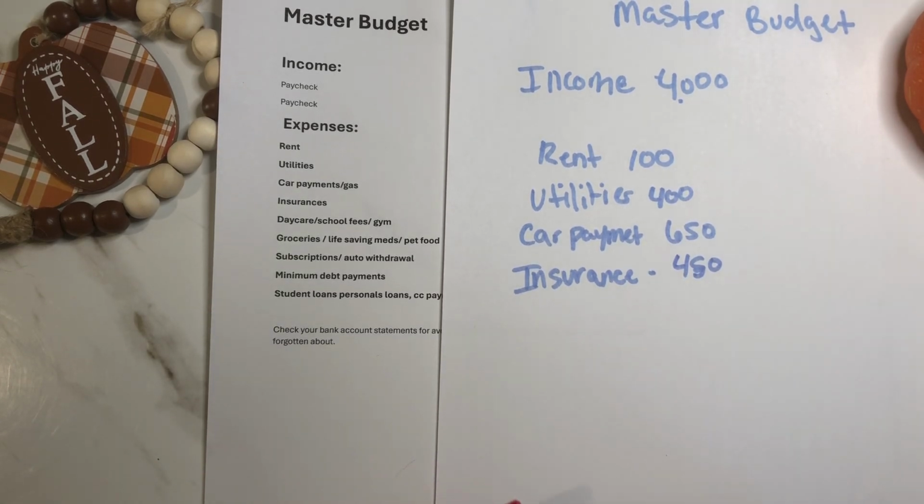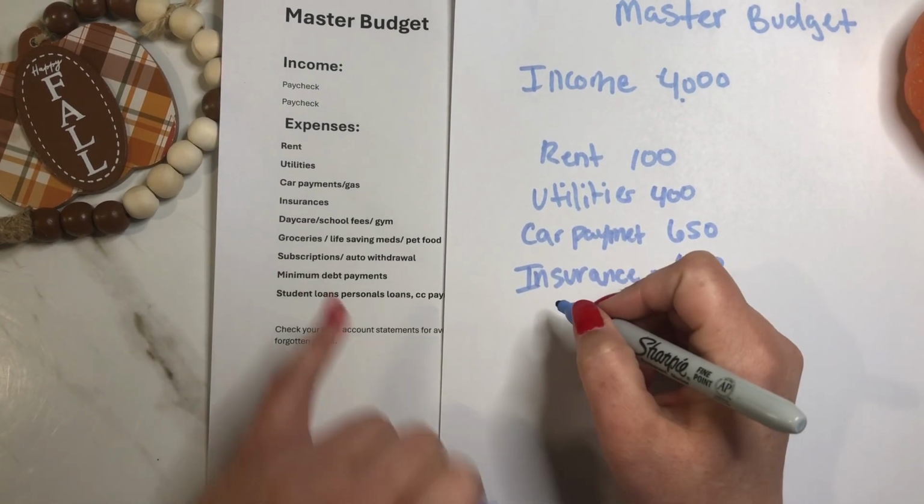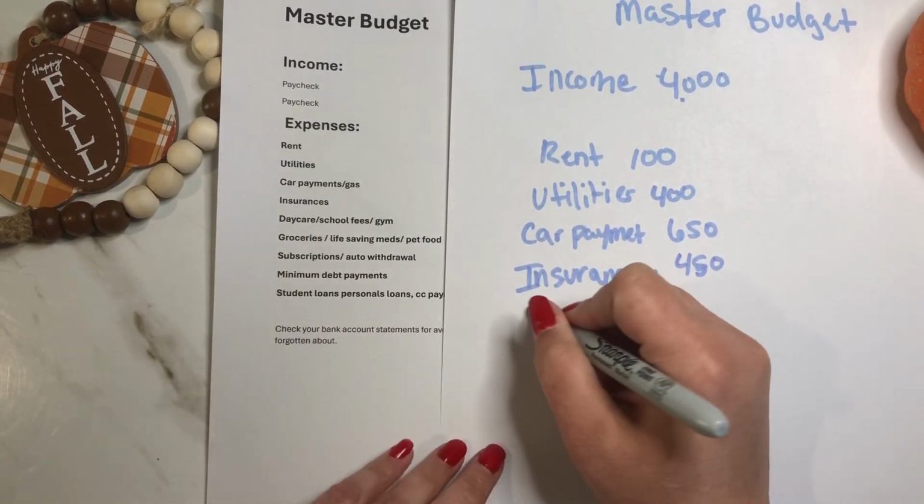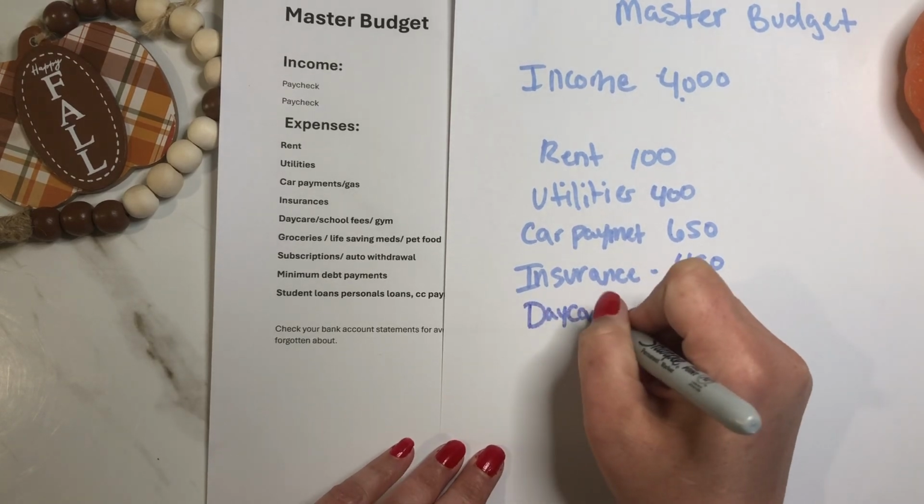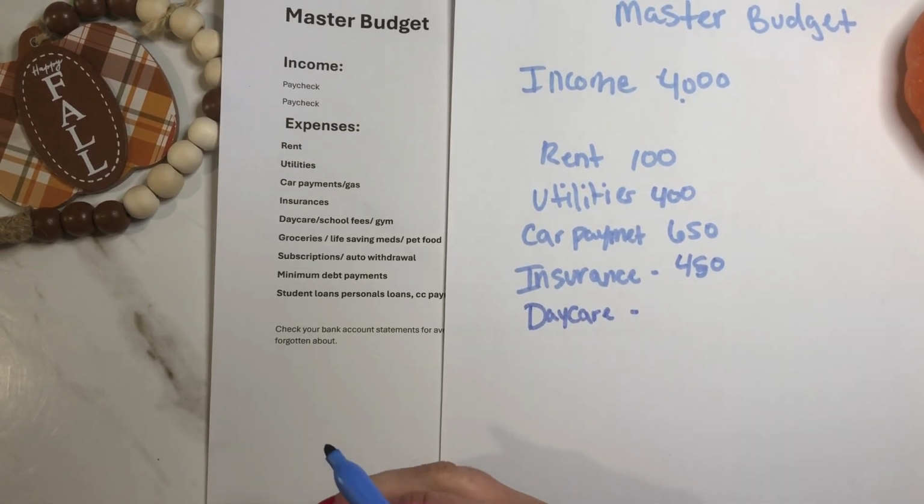I don't have these things, but if you have a gym membership that you pay $20 or $30 a month, we'll just call this daycare, school fees, and gym. We'll just write daycare, but that is what that line item is going to be: daycare, school fees, gym, things that you have memberships that are paid on a monthly basis that you plan to keep.